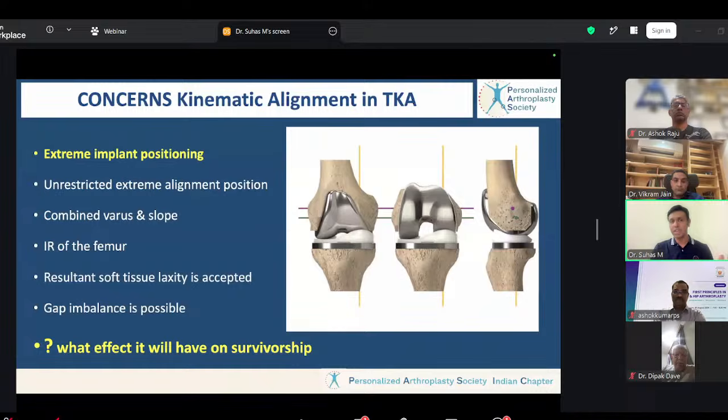But to give credit to the KA guys, over the last 10 years, we've had 13-year outcomes, 17-year outcomes. I think Dr. Vikram will talk about it, that these implants in these positions have survived. Now it comes to the matter of functional outcome, which probably we can debate later.